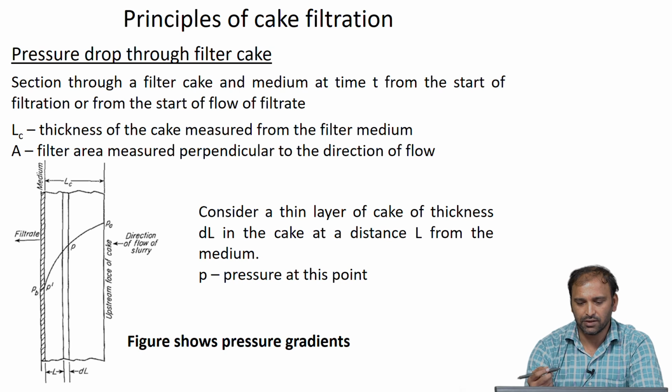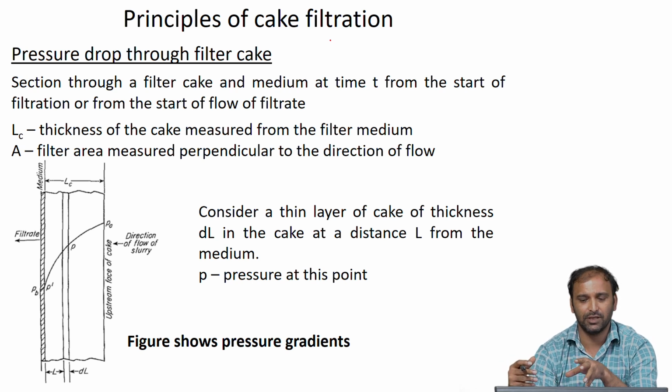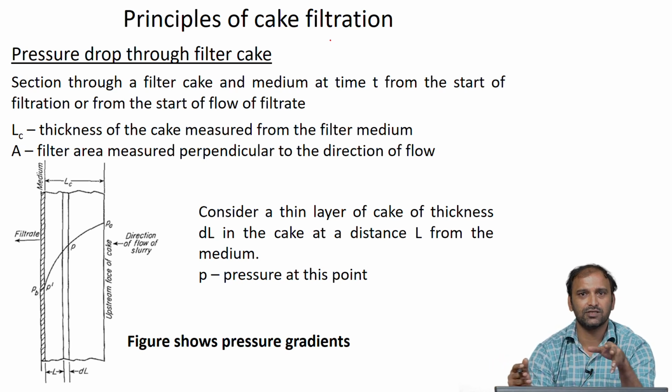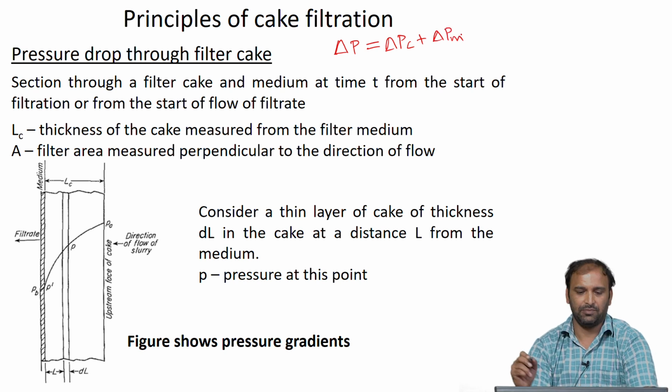In the last class we learned that if you look at cake filtration, the liquid flows through two resistors that are in series. That means initially the fluid is flowing through a filter cake, plus it is also flowing through the filter medium, and we learned that the total pressure drop delta P is equal to the summation of the pressure drop across the filter cake plus the pressure drop across the filter medium, right?